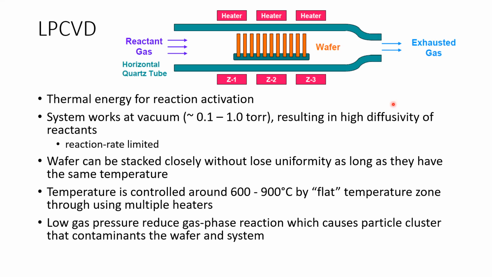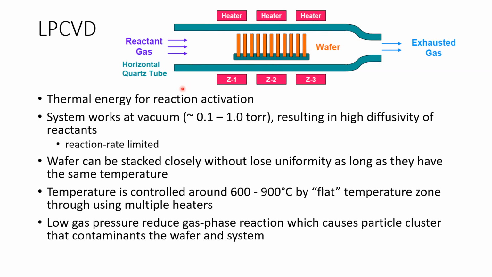So also the wafers can be stacked closely. Because the temperature is uniform, we can have uniform deposition. Normally, the temperature is controlled around 600 to 900 degrees C by using a flat temperature zone in here. So we can use several heaters to have zone 1, zone 2, zone 3.